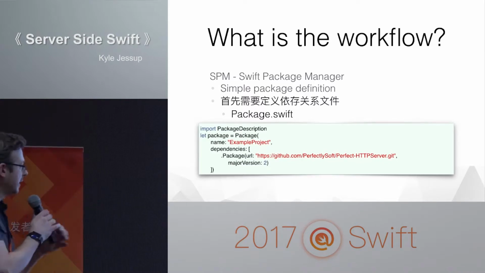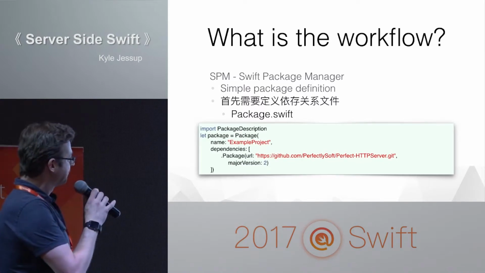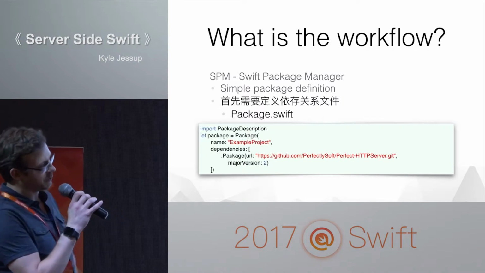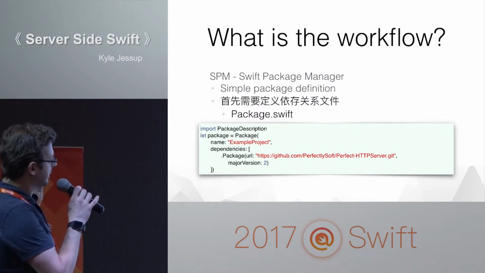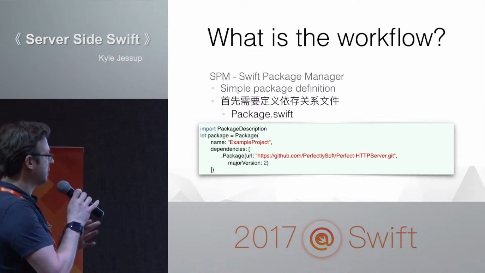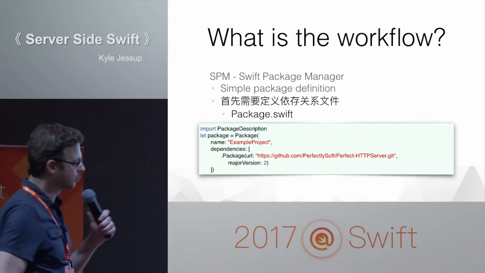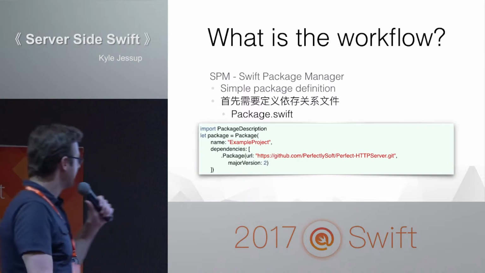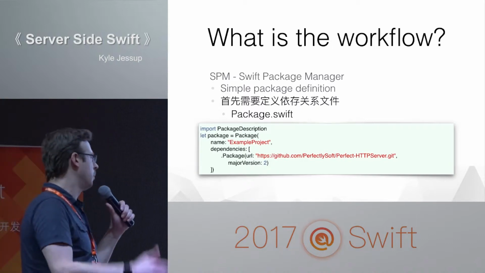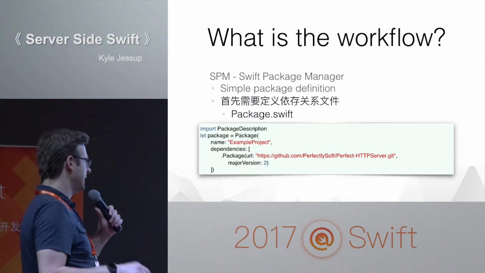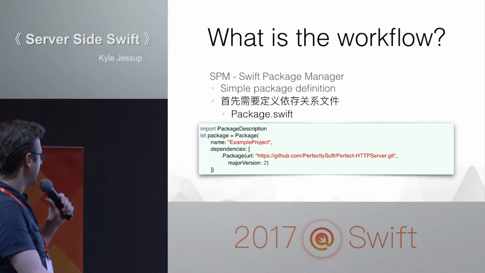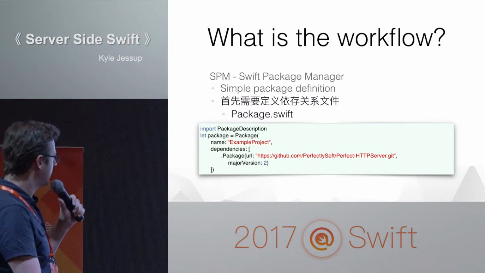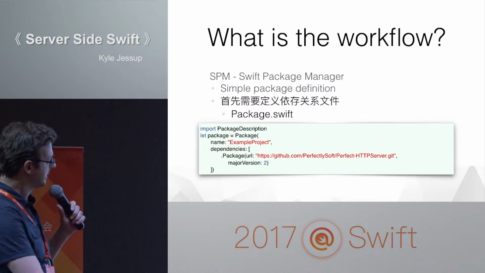Swift Package Manager kind of uses convention over configuration. So at the core of every Swift Package Manager project, you have a package.swift file. And more or less what this does is let you list your dependencies. And here's a very, very small example of a package.swift file. It just has one dependency.